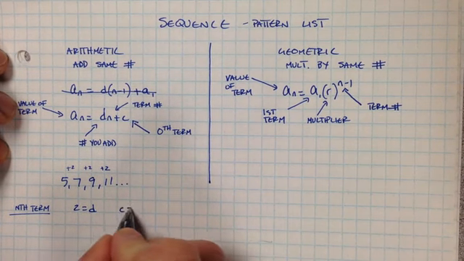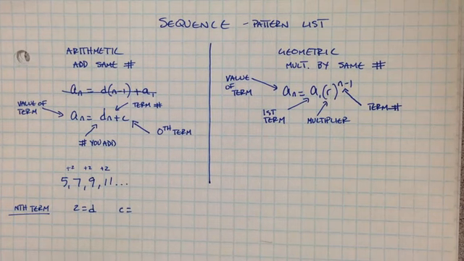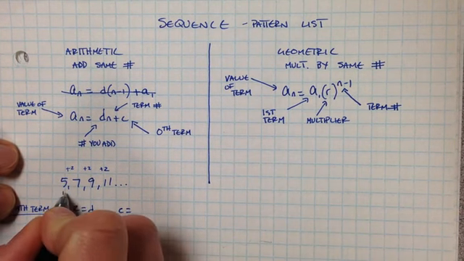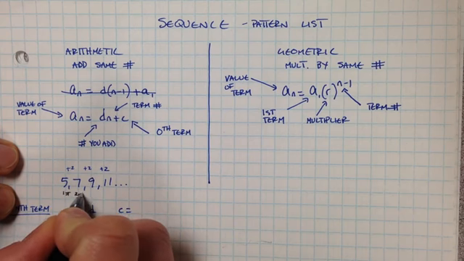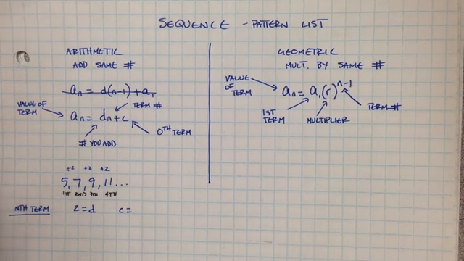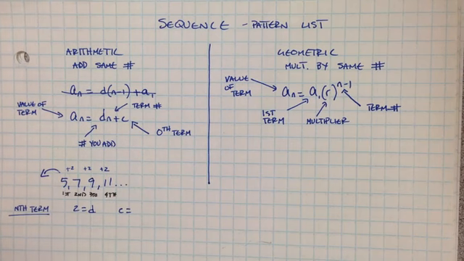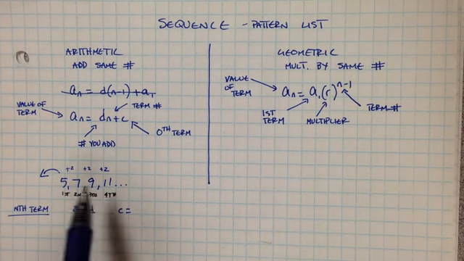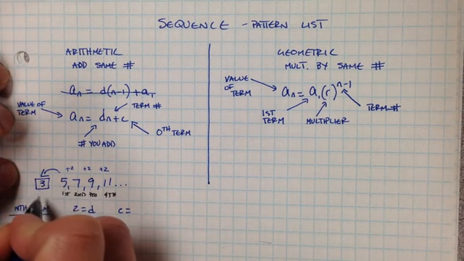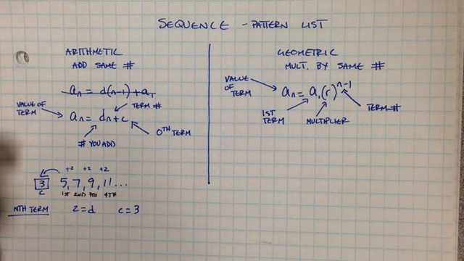Then we need our c. Well, c, as you see here, is the 0th term. So if we were thinking about this, as we should, 5 would be the first term. That is the second, third, and the fourth term right there. Okay, well, if you want the 0th term, you need to jump back one step. So if I'm adding 2 in this direction, well, I need to go 2 back, so c would be 3.